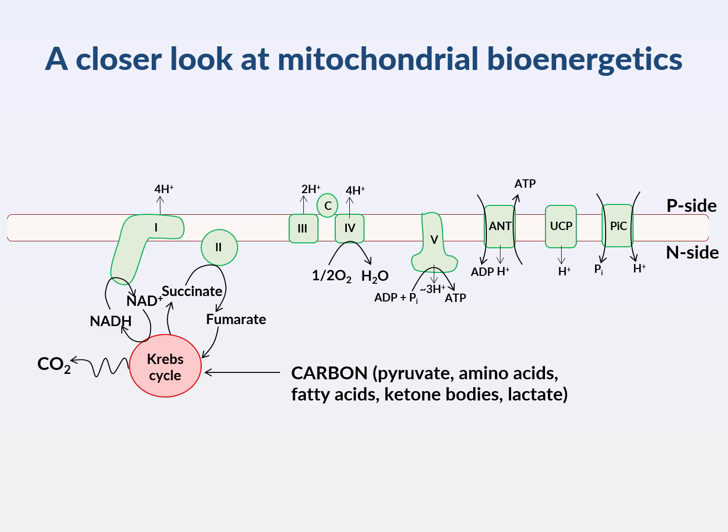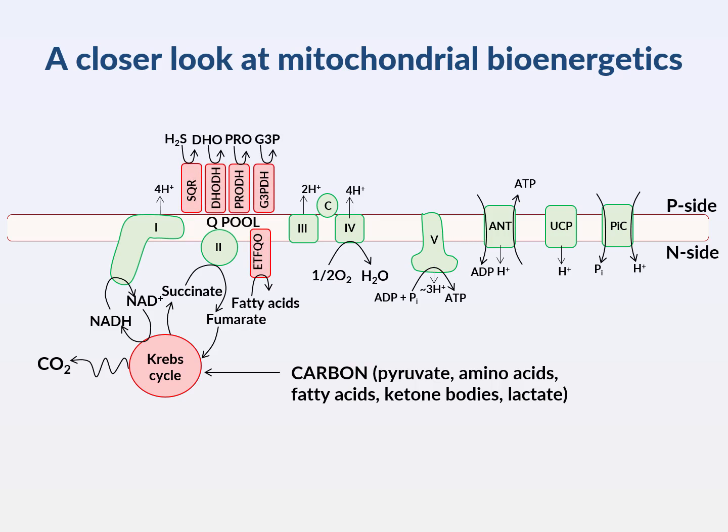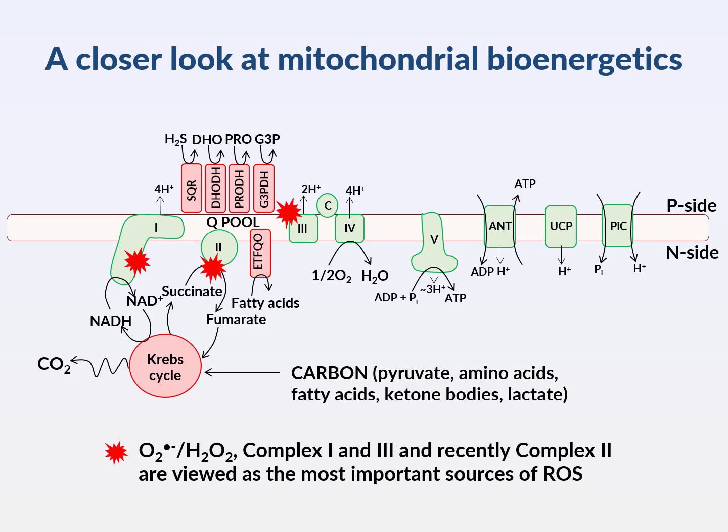It is also notable that carbon does not exclusively enter the mitochondria to be metabolized through the Krebs cycle. It can also be oxidized by selective dehydrogenases localized specifically in the mitochondrial inner membrane, where following oxidation, these electrons are donated directly to the ubiquinone pool, bypassing the Krebs cycle completely. And of course, electron movement through the respiratory chain is not perfectly coupled to ATP formation. At various points of the chain, electrons can prematurely react with oxygen to form superoxide or hydrogen peroxide. Traditionally, complexes 1 and 3, and now complex 2, are viewed as the most important sources of ROS.